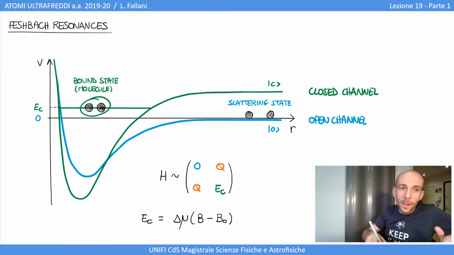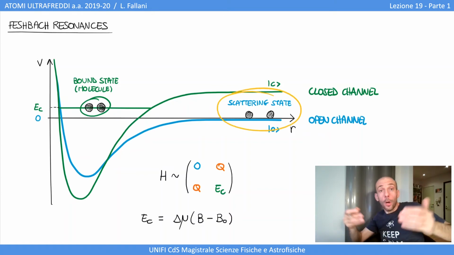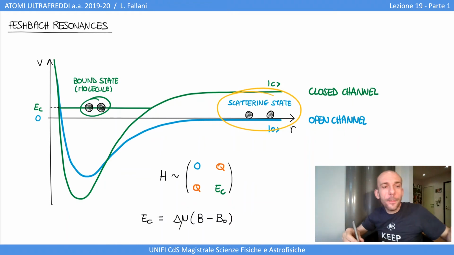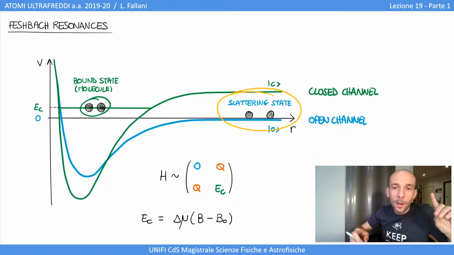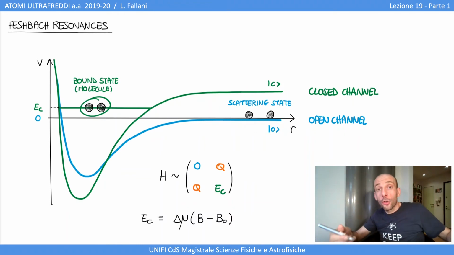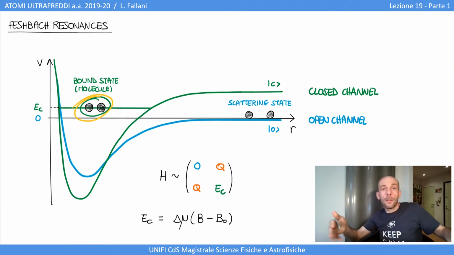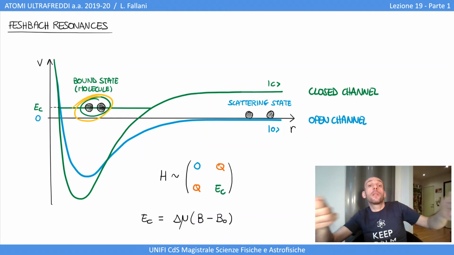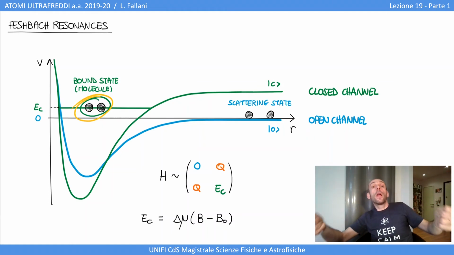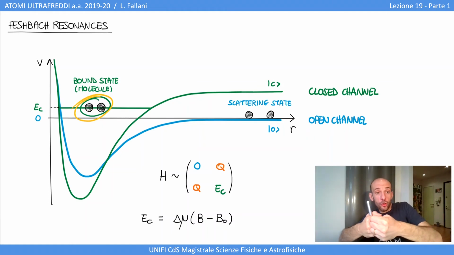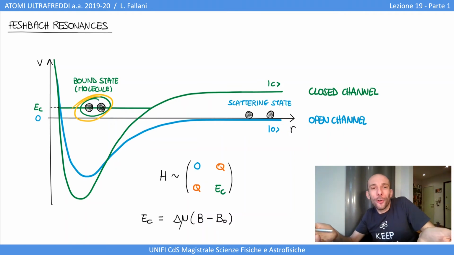lectures ago. So I just remind you that in a Feshbach resonance, you have a resonance of the energy of a scattering state of two fermions that are colliding with a bound state of these two atoms in a different collisional channel. So different spin states that correspond to different interaction potential, and you can have a bound state of this closed channel potential. And this bound state is a molecule.